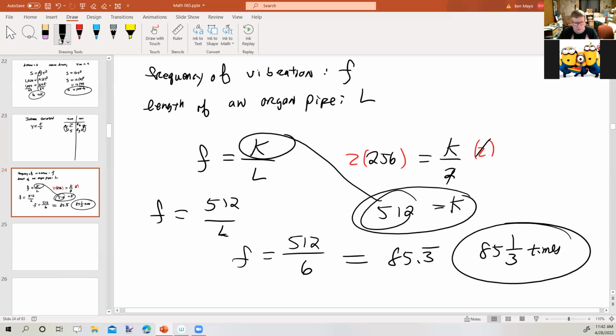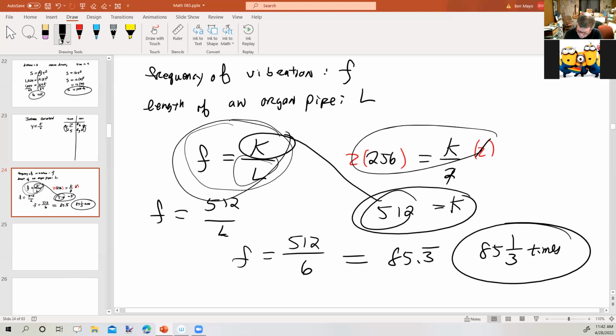So again, reading the story, we determined it was inverse variation. Frequency varied inversely with the length of the organ pipe. So we got this. We were given some information that allowed us to determine K. We put the value of K in, and then we used some follow-up information to answer the final question. All right with that? Yes.